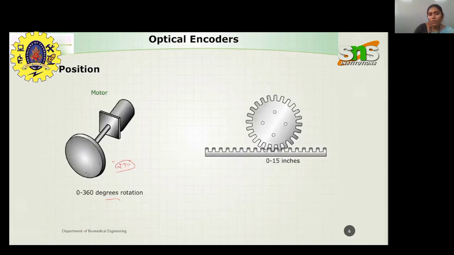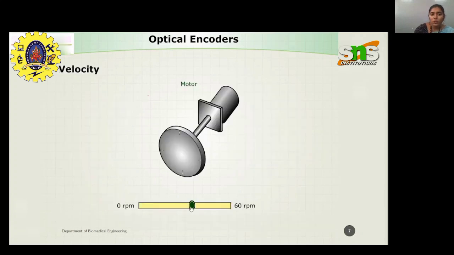Similarly, you have position for a linear mechanism also. For example, here I have given inches, that is 0 to 15 inches total measurement. So where the shaft is located, whether it is at 5 inches or 10 inches, you can point out the exact location. This is all about the information on position.